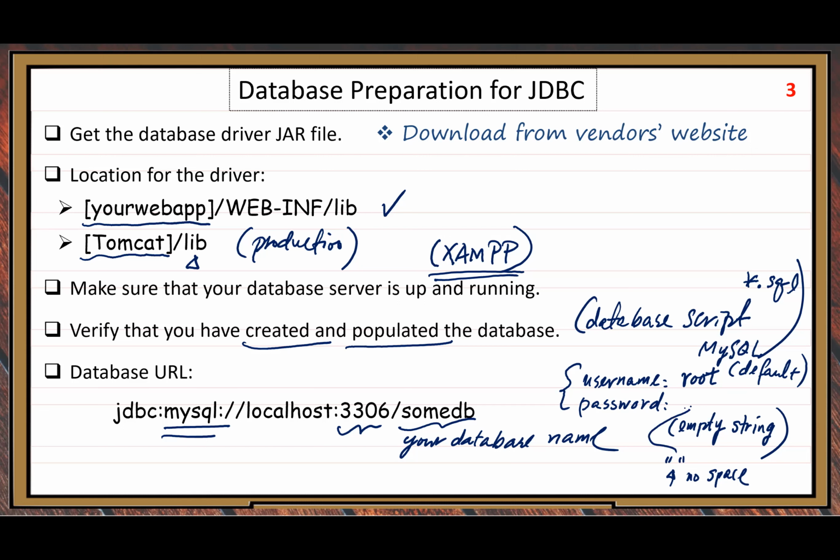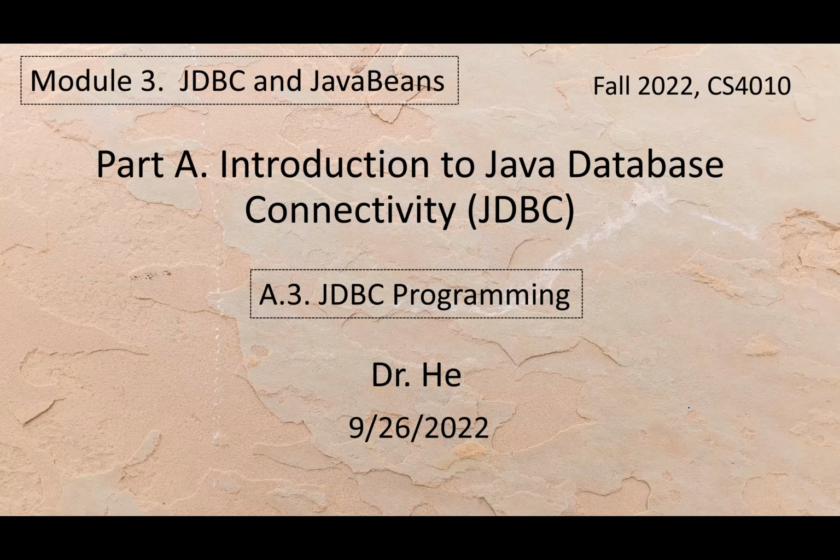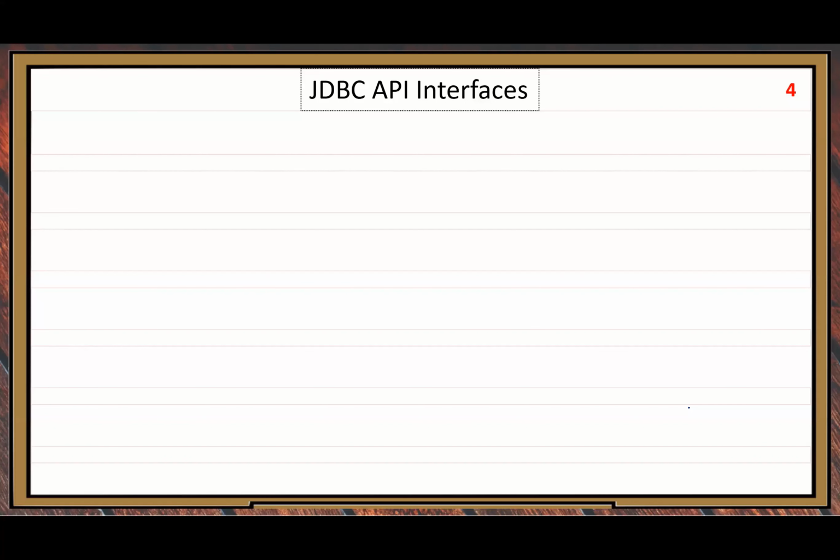When you have these pieces of information ready, then you can do database programming, a JDBC program. So on the next slide, let me talk about the JDBC program. How many things do you need to do? Our 8.3 JDBC program. First, we need to use a set of JDBC API interfaces.